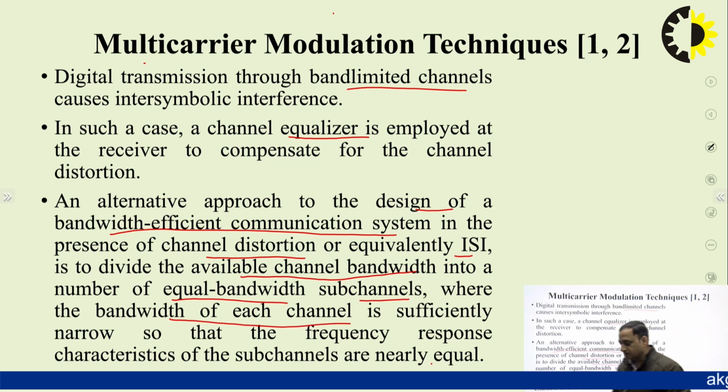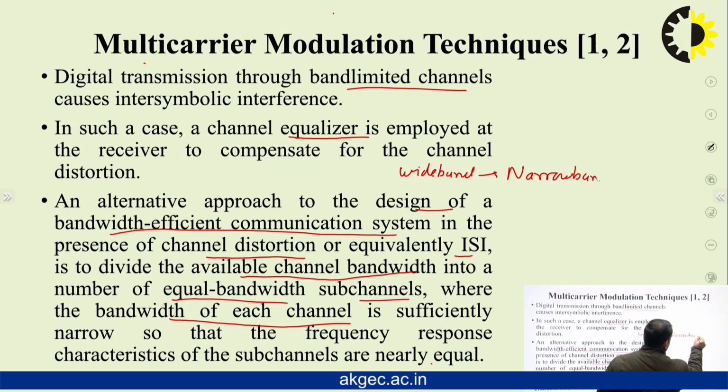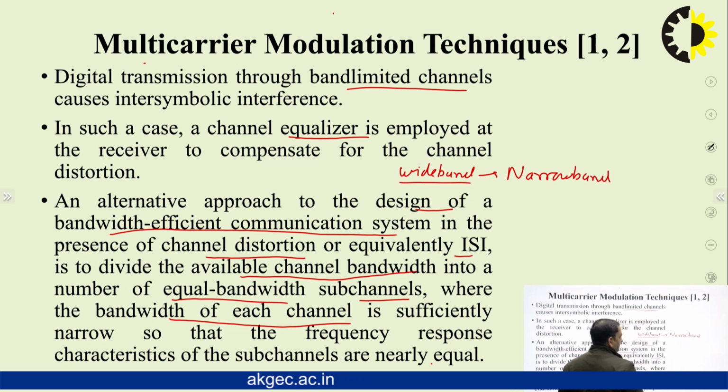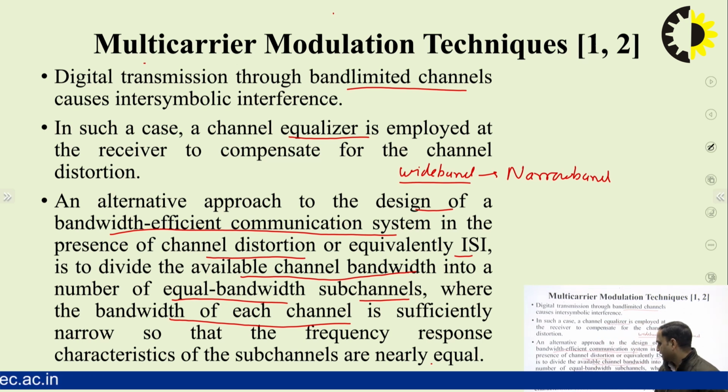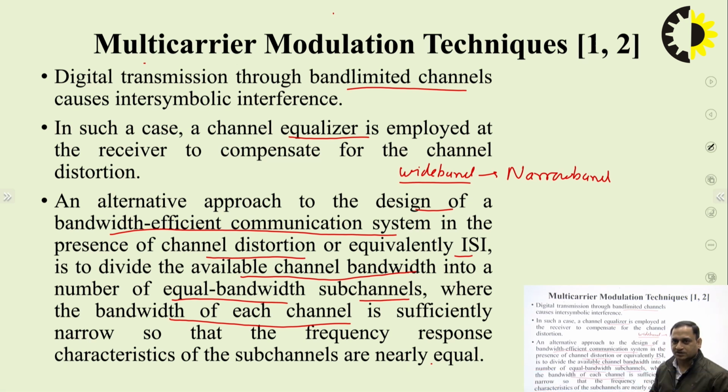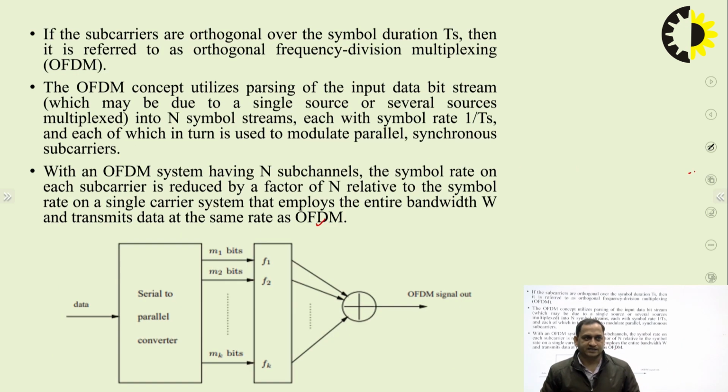As we said, multi-carrier modulation is used to convert the wide band to the narrow band. If we have a wide band, the ISI will be more, right? But in the case of the narrow band, ISI can be mitigated, or we can reduce the ISI in the system. So there are two main methods for reduction of the ISI. First is using the channel equalizer, channel filters or adaptive filters at the receiver side. The second method is to convert the wide band system into the narrow band system.